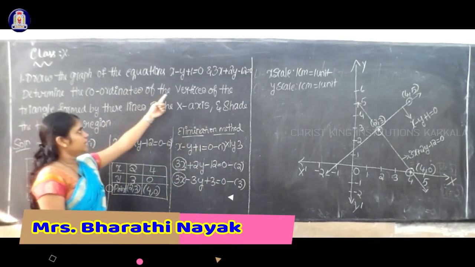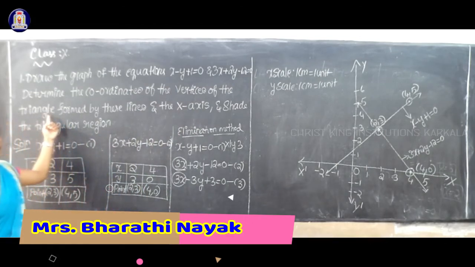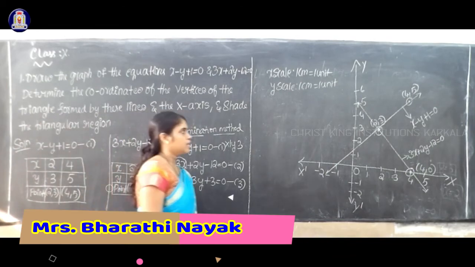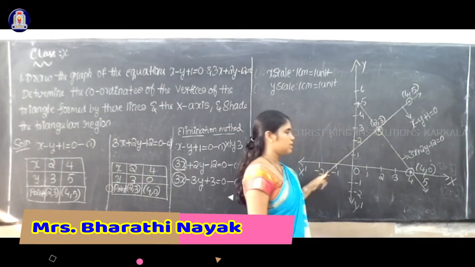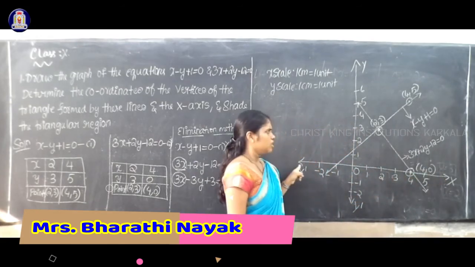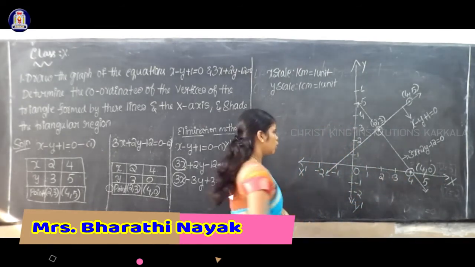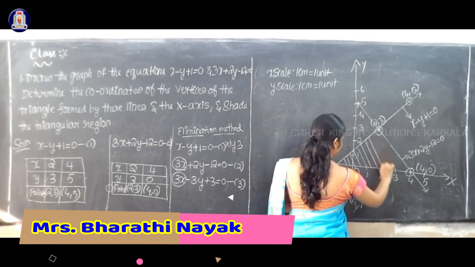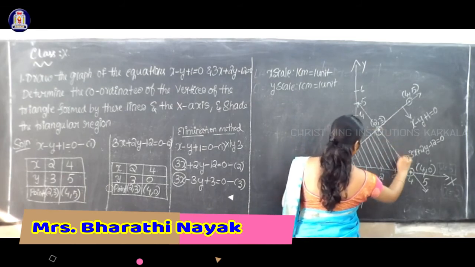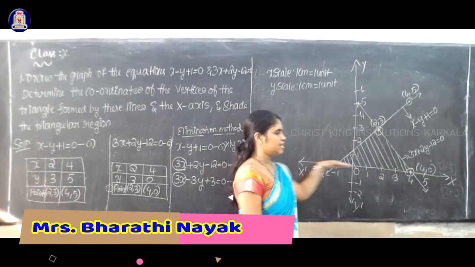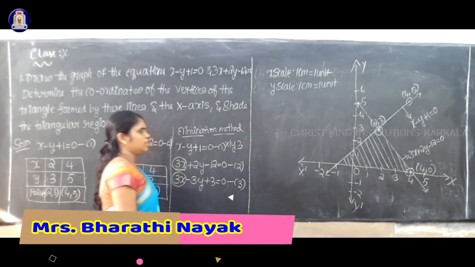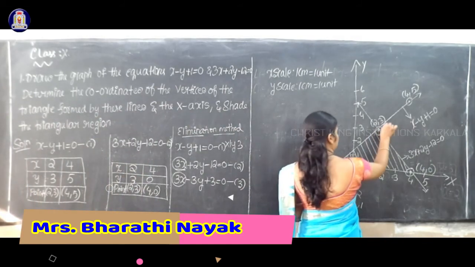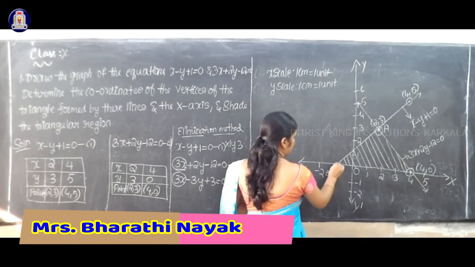Next, determine the coordinates of the vertices of a triangle formed by these lines and the x-axis. See here you will be having 2 lines and this is your x-axis. Can you observe one triangle here? See, I will shade that triangle. This is our triangle formed by these 2 lines as well as your x-axis. Now what you have to find is the coordinates of the points. Suppose I mark this point as A and this point as B.